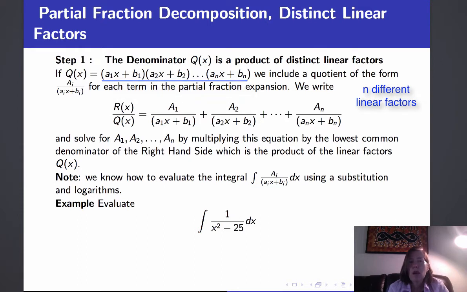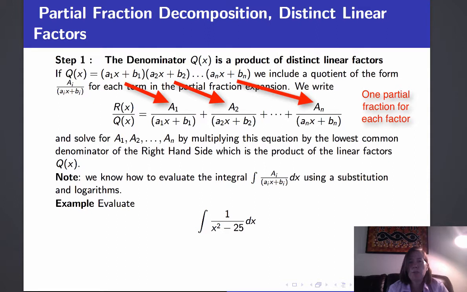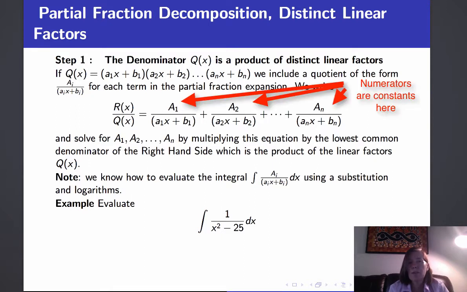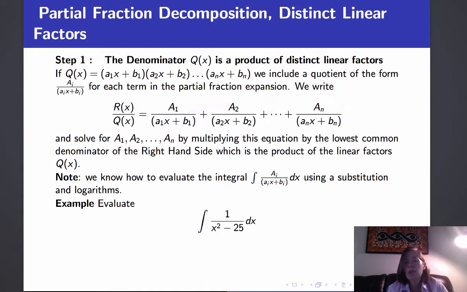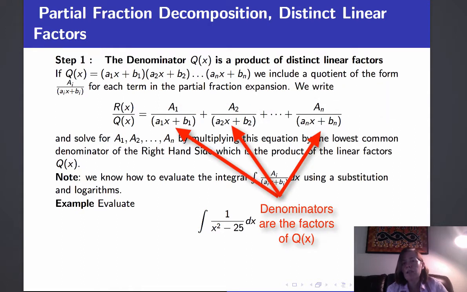Then we can write this quotient, this rational function r(x) over q(x), as a sum of partial fractions of the form a1 over the first factor, a1x plus b1, plus a2 over the second factor, a2x plus b2, etc., plus an, if there are n factors, over the nth factor, anx plus bn.